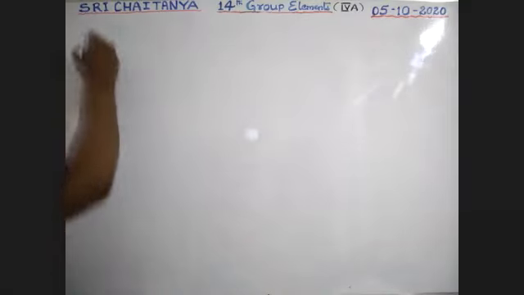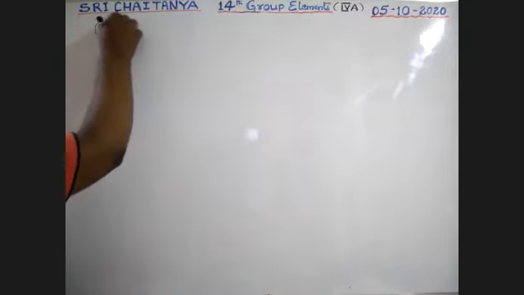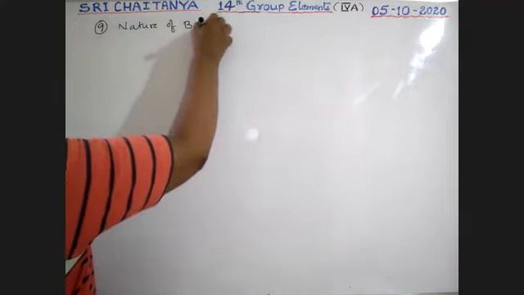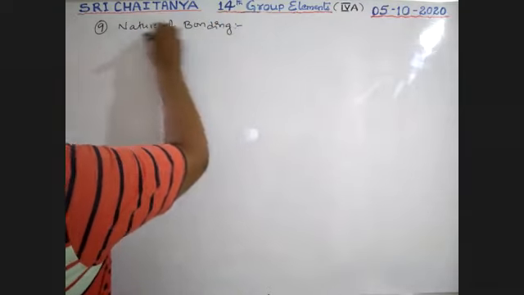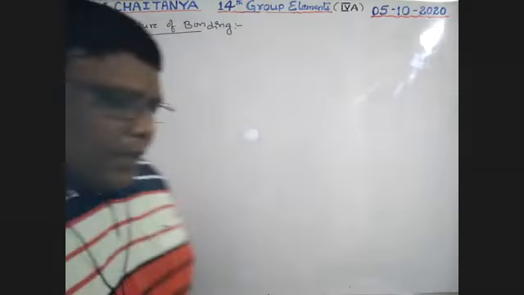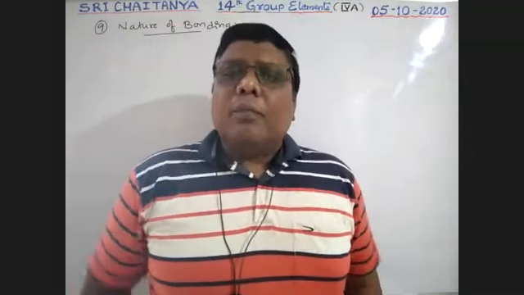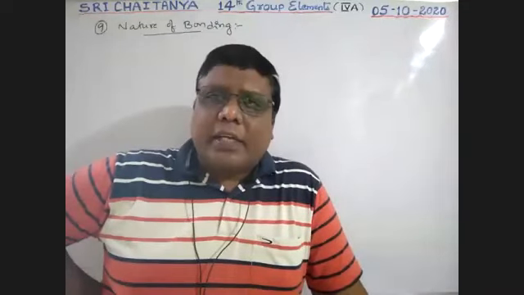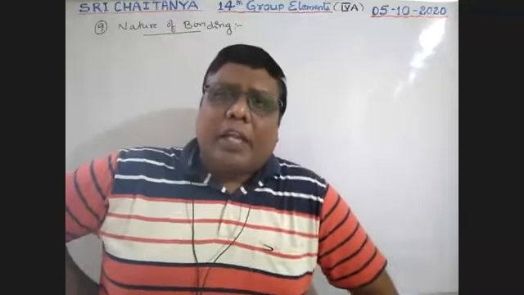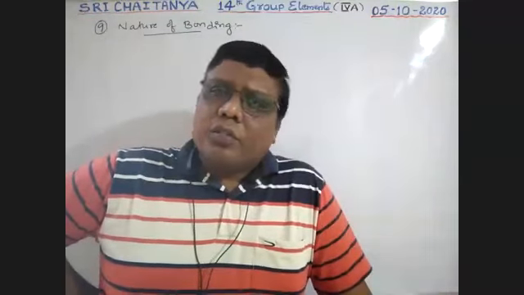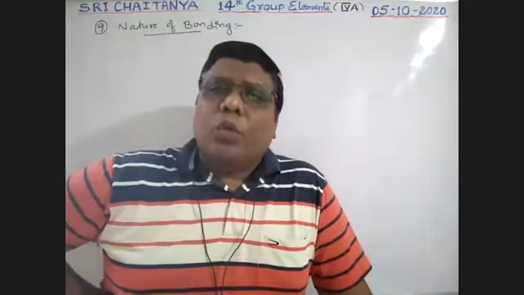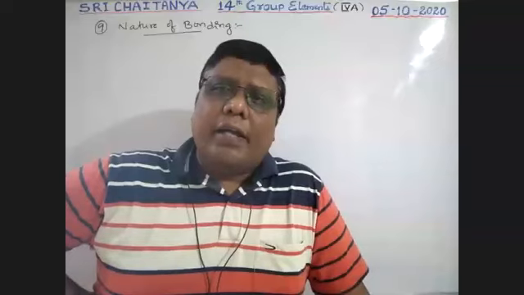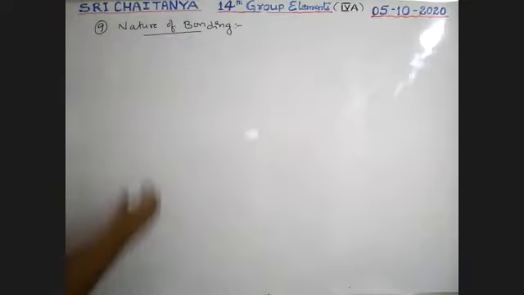Next one, nature of bonding. What type of bonding is possible and what type of compounds are possible? Here, carbon, silicon, germanium, tin, lead. Carbon and silicon both are non-metals. Generally, non-metallic elements can form covalent compounds. No doubt, here also carbon and silicon mostly form covalent compounds, but in rare conditions, they also give ionic compounds.